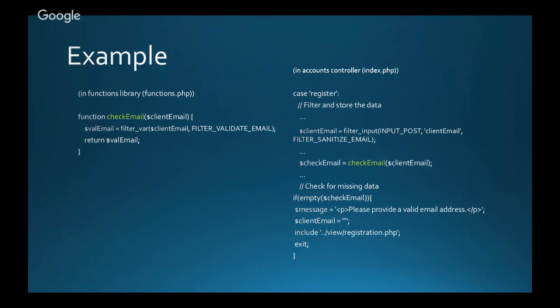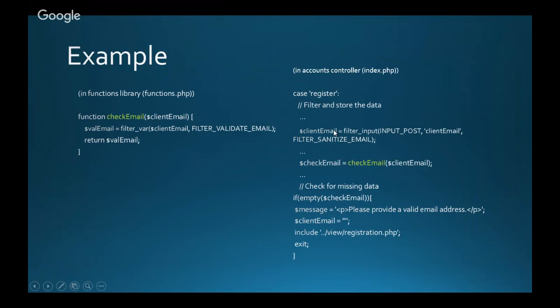Okay, so here we have an example from our exercise that we've been working on. Here we have the function check email, and this is in the functions library. It is one of the functions in that functions.php file that's in the library folder. We've written the function, and then it doesn't get called until we go over to the index file of the accounts folder, or the accounts controller. This happens to be part of the case statement register. I've left out some parts of the function, but I've just shown you where this is called.